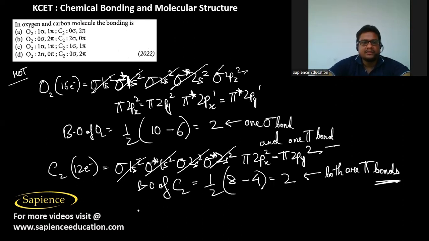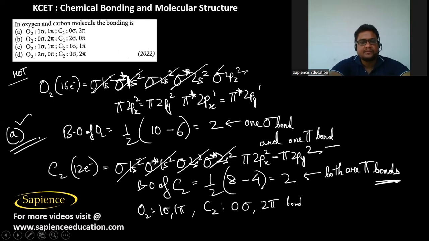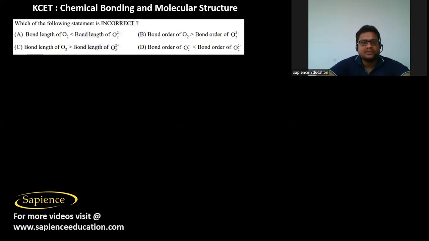So it means that in case of O2, one sigma bond and one pi bond is formed, and in case of C2 molecule, zero sigma bonds and two pi bonds are formed. So option A is the correct answer. Then here it is asked which of the following statements is incorrect. The bond length of O2.